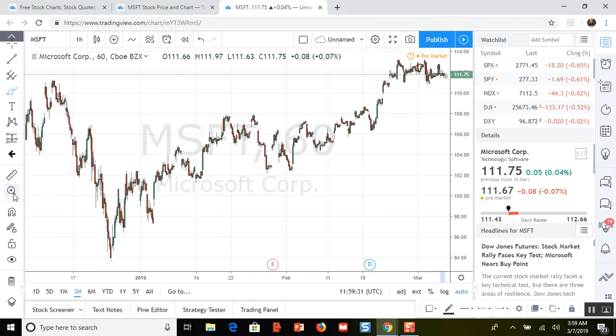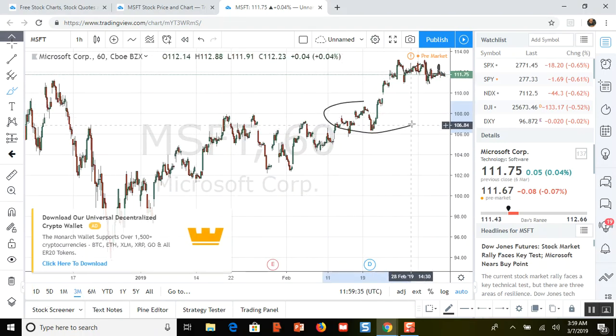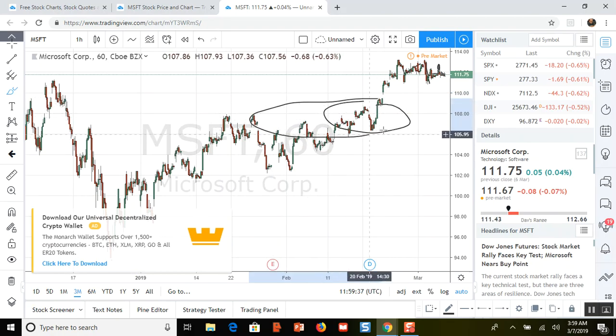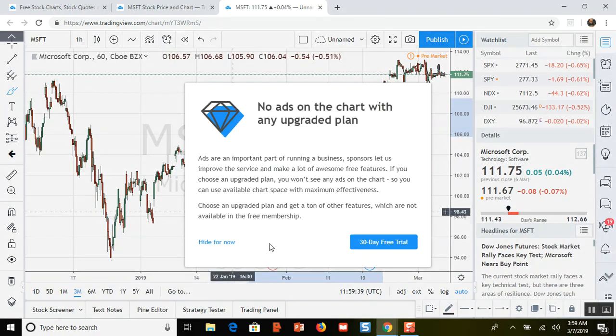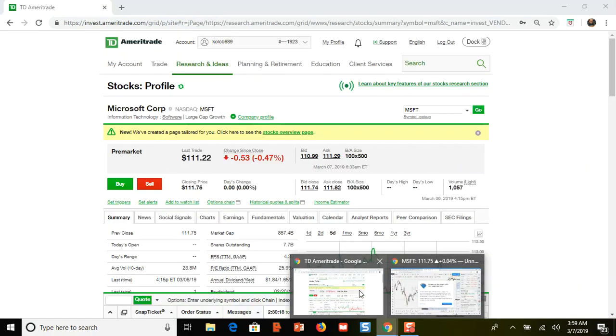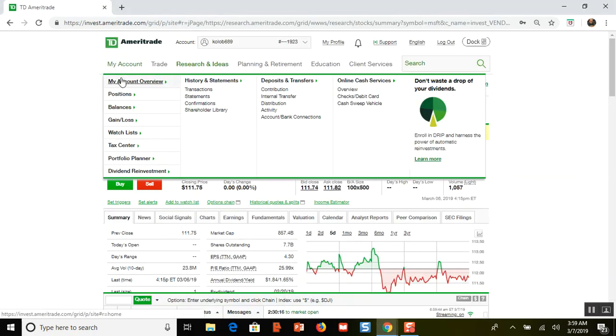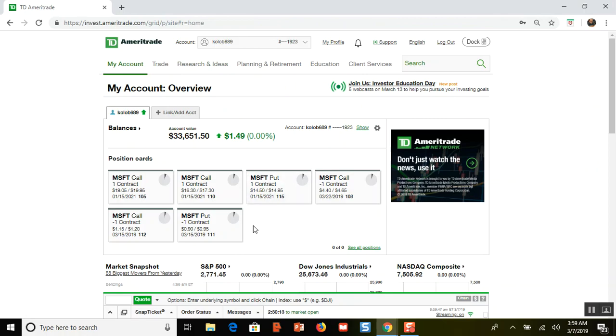So let me unzoom this. It might go right back down to these levels here, maybe 108, 106. And when that happens, then I have two call options and a put option. And when Microsoft does go down, then I'm just going to start.